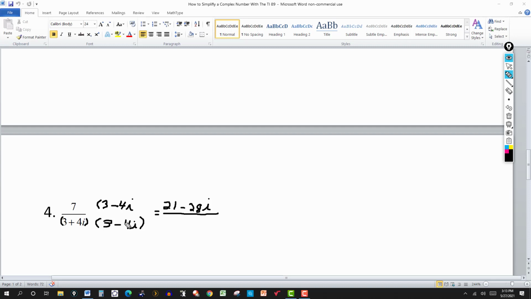And then here, because we're multiplying the sum and the difference of the same two terms, we know it's like a plus b times a minus b is a squared minus b squared. So in this case, this will just give us a 9. 3 times 3 is 9. And this will be minus 4i squared, so that'll be 16 i squared. But again, remember that i squared by definition is -1. So this becomes a plus 16. So in the bottom, then all we have is 9 plus 16, which is 25.